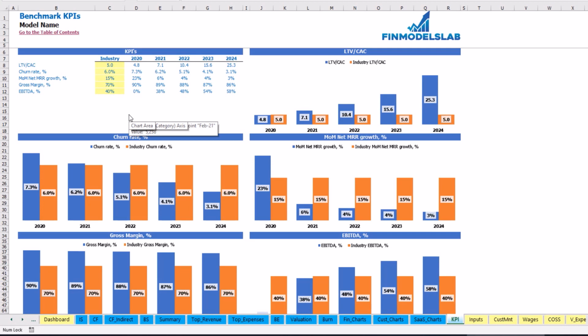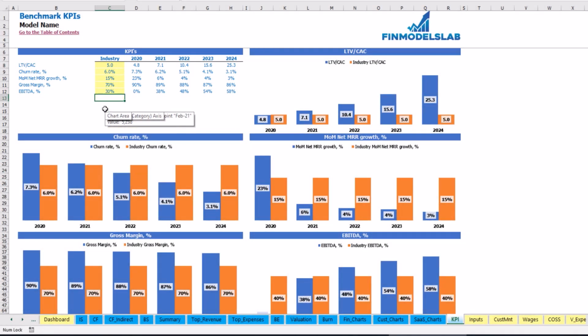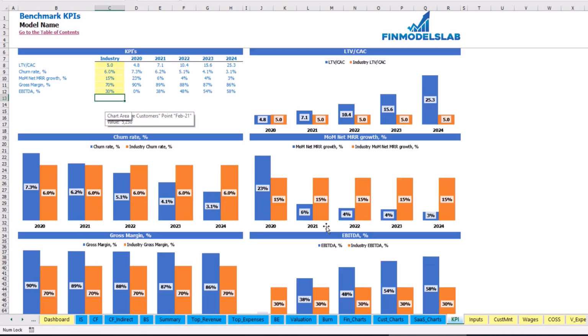On the KPI tab you may see the main benchmark KPIs for the SaaS industry, which is LTV to CAC, churn rate, month-over-month net MRR growth percentage, gross margin and EBITDA percentage. You may set the industry specific KPIs which work for your country or for your region. For example, the EBITDA percentage can be 30%, for example. So you may see on this chart that EBITDA percentage now is 30%. All the values calculated by the model using the assumptions you input you may see in here.